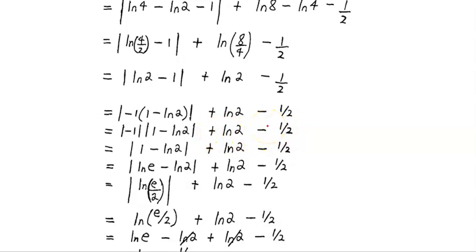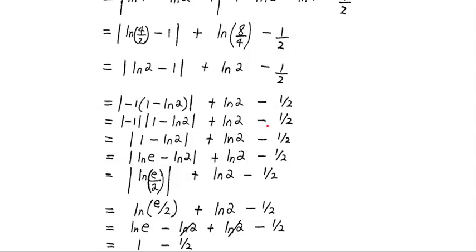Okay, keep going here. Now we can write 1 as a natural log of e minus log 2, plus log 2 minus a half. That's the natural log of e on 2. The absolute value of natural log of e on 2. Now that's a positive quantity there. So it'll be equal to just the natural log of e on 2 without the absolute value sign, because this is a positive quantity. And the absolute value of a positive quantity is just a positive quantity. Plus natural log of 2 minus a half.